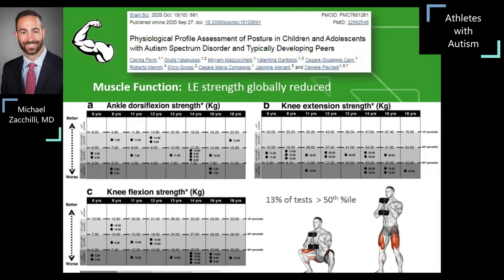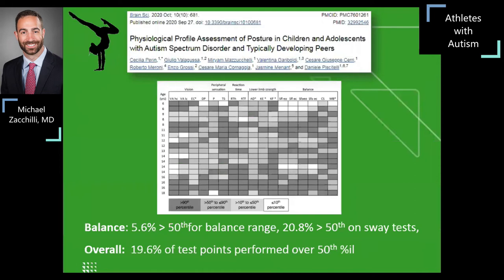So there's a direct relationship between strength and autism spectrum disorders. And so this is what all of those put together look like. And what we see is as a whole, there's a really broad, pervasive effect of autism spectrum disorders on patients' neuromuscular function. And this isn't just functional, it's anatomic.